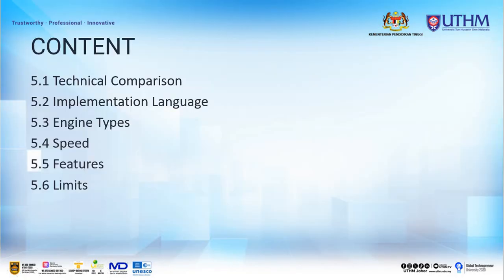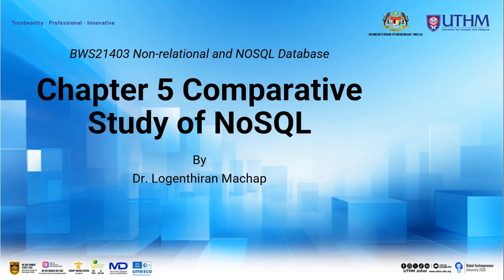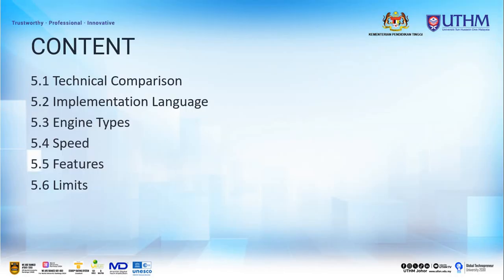These are the contents for this chapter 5, technical comparison. So we plan to compare a bit relational database with NoSQL: implementation, engine type, speed, features, limits.